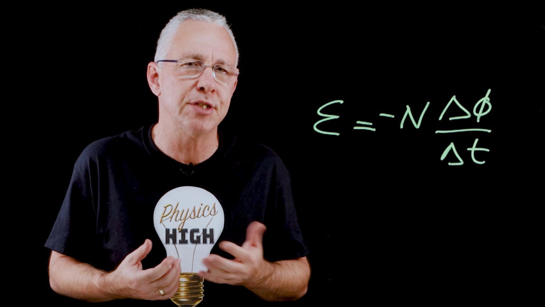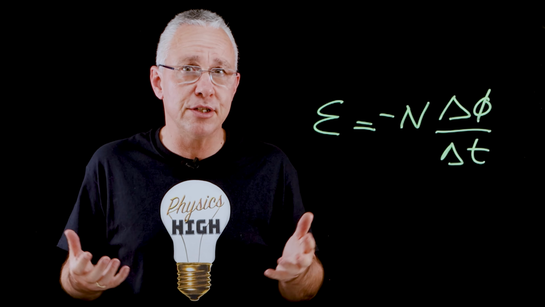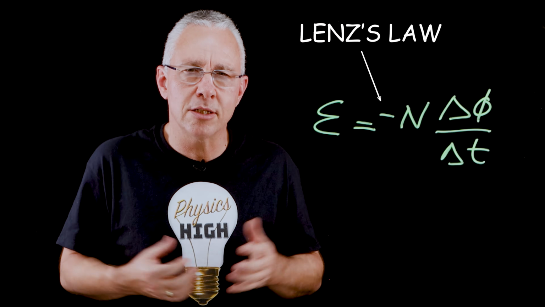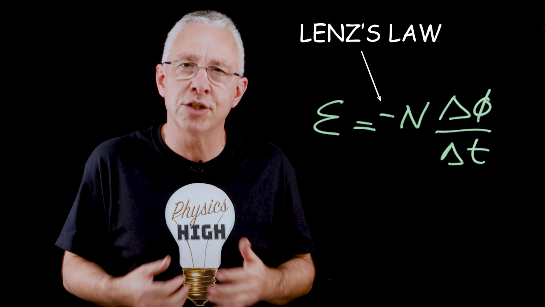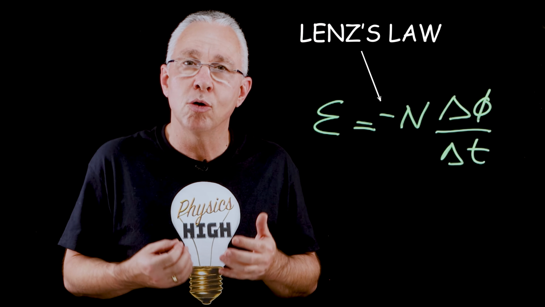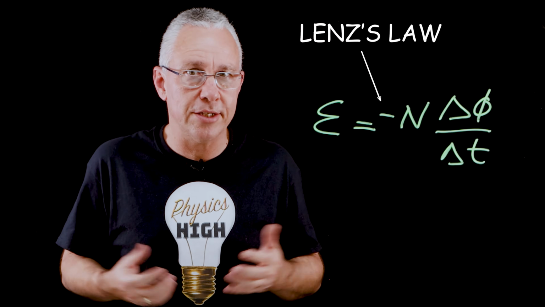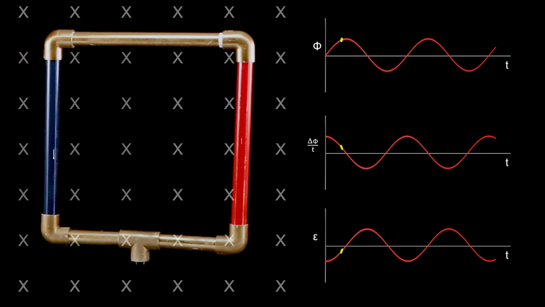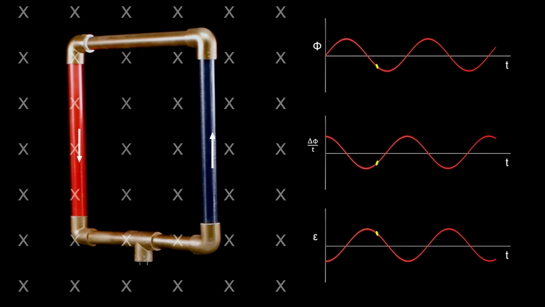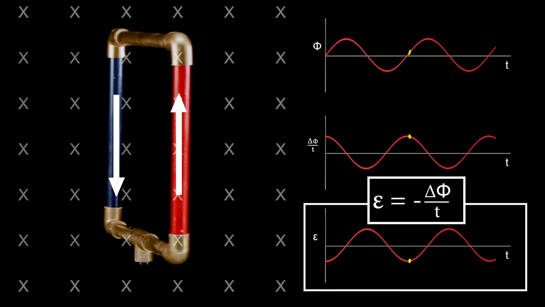But what about the negative symbol, you ask? Well, that's a reference to Lenz's law. Lenz's law in essence states that the direction of the induced EMF will be such that it opposes the change that generates it. That means our EMF graph will now look like this.